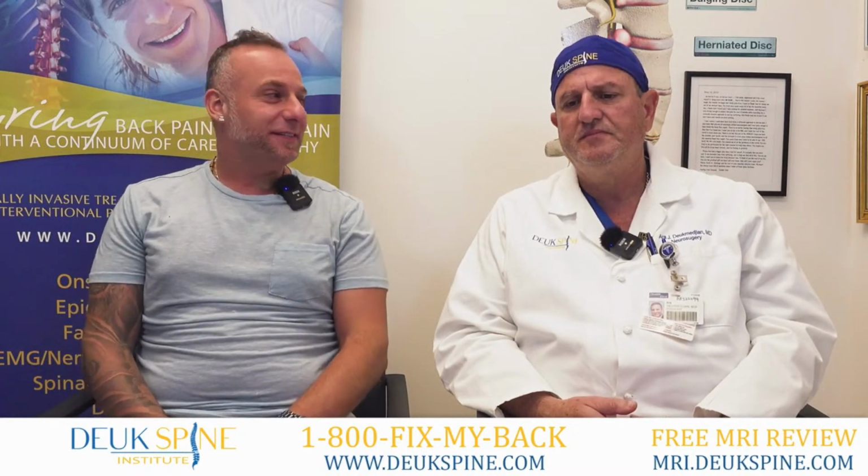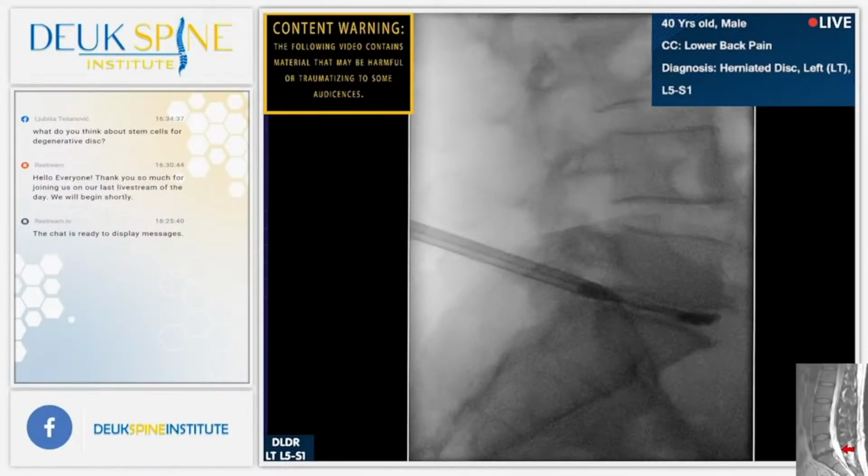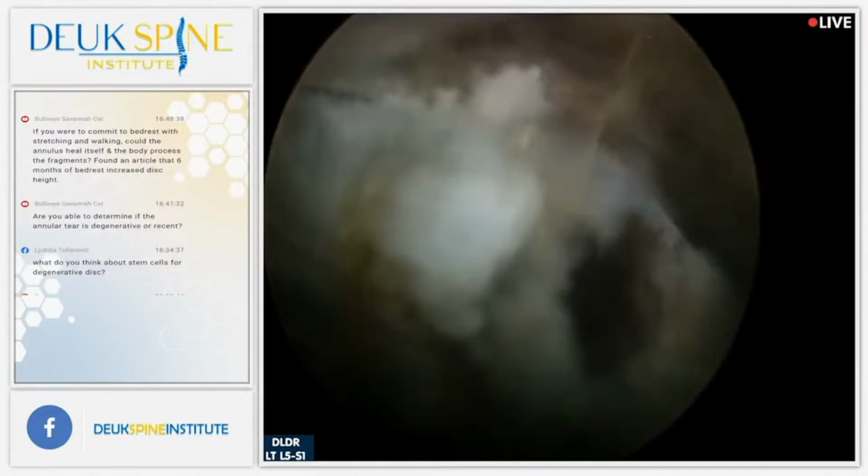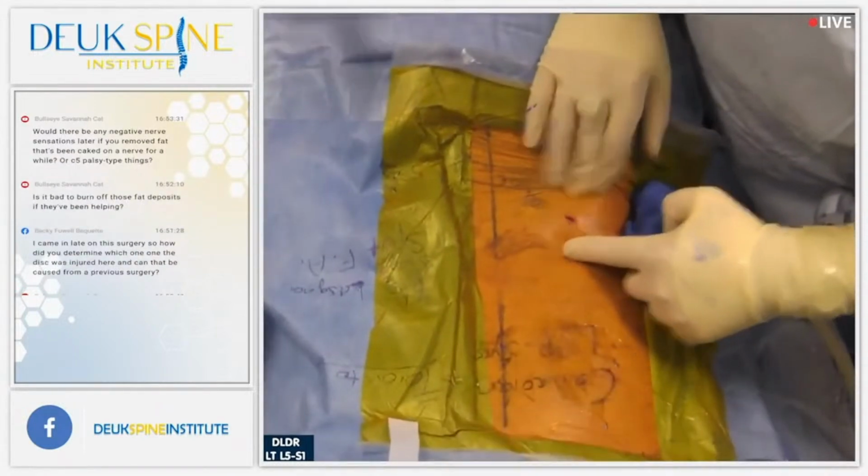All with the Deuk laser disc repair. You could see we went in and we found the actual tear where the herniation came out in the back of the disc, and we used the laser to clean it out, debride it. Now here you are doing fantastic. Yeah, thank you so much. You're welcome. Is there anything else you want to tell your fans out there?